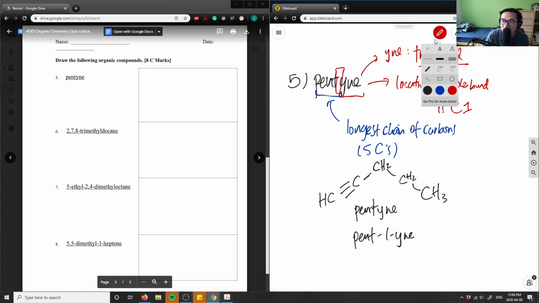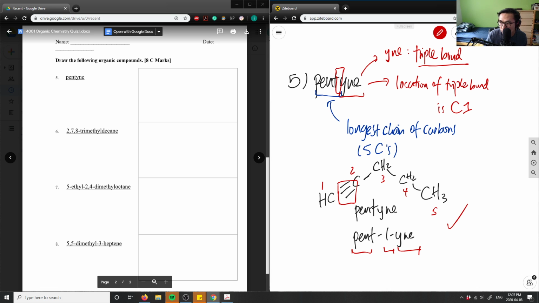So we can check our answer, right? How we do that is we just name this. We just go backwards, right? Our longest chain here is 1, 2, 3, 4, and 5. Our triple bond is located on carbon 1. So this here is our triple bond. So that's good. We have 5 carbons, which is pent. 1 is the location of our triple bond, and yne is our ending for a triple bond. So this here is correct. So we got that correct, which is awesome.